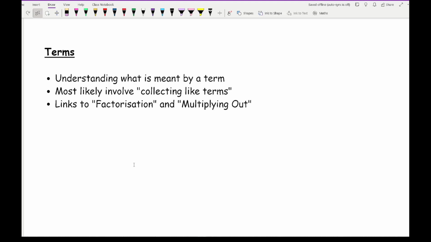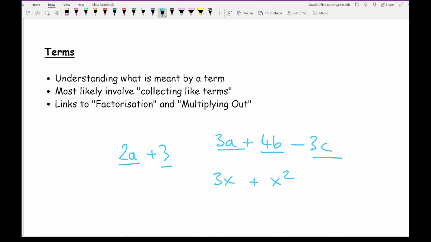Now a term is basically something being added or subtracted. So if I had 2a plus 3, then here I've got two terms, one being 2a, one being 3. If I had 3a plus 4b minus 3c, again here I've got three terms. If I had 3x plus x squared, even though I've just got x's, I've still got two terms because I've got two things being added or subtracted. And again, this particular topic can also be linked with factorization and multiplying out. So even though this topic does appear on the list, I wouldn't say it's something that you can revise individually. It's going to be used in other areas of algebra.